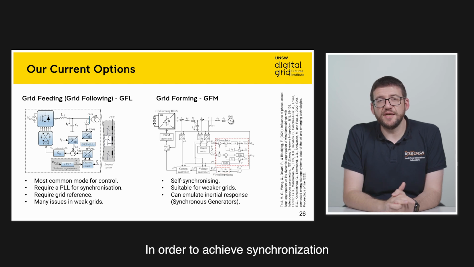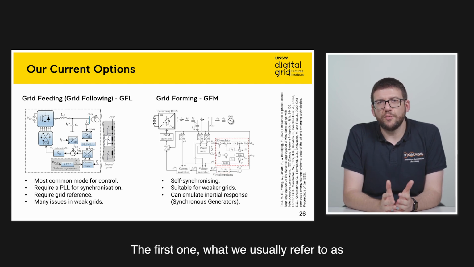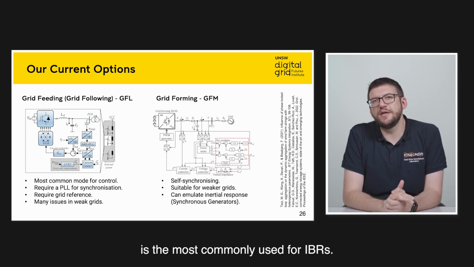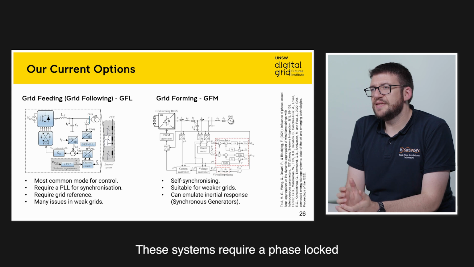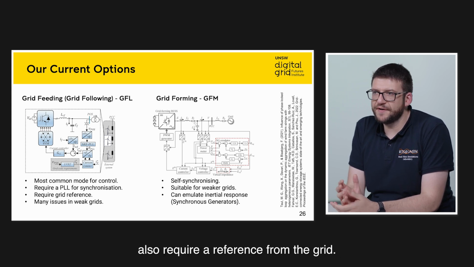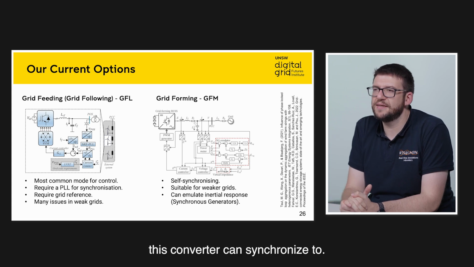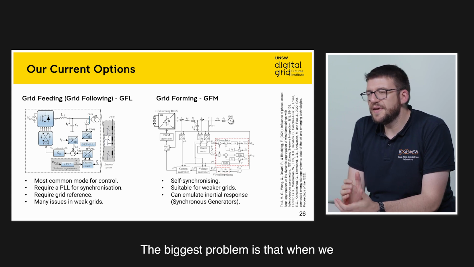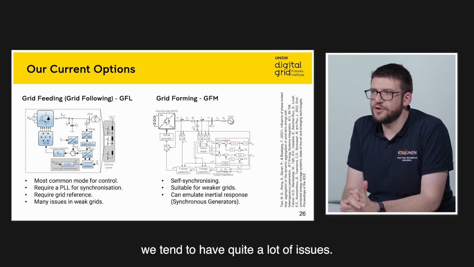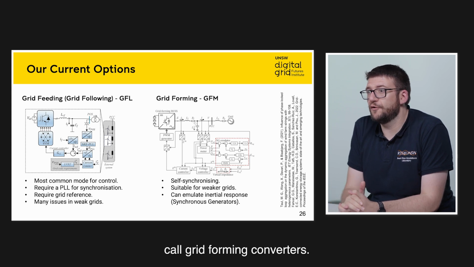In order to achieve synchronization of power electronics to the grid, we have two different options. The first one, what we usually refer to as grid feeding or grid following converters, is the most commonly used for IBRs. These systems require a phase-locked loop or PLL for synchronization, and they also require a reference from the grid. That means we need to have a voltage at its output for which this converter can synchronize to. The biggest problem is that when we connect this converter to weak grids, we tend to have quite a lot of issues.